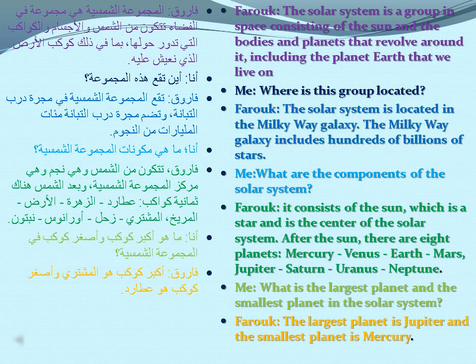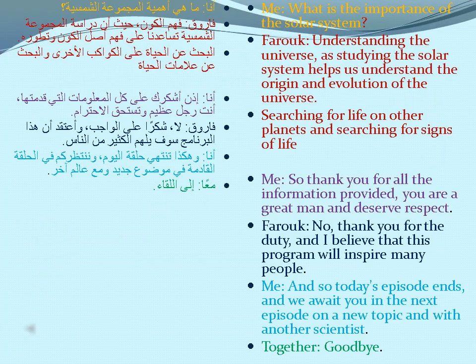What is the largest planet and the smallest planet in the solar system? Farouk: The largest planet is Jupiter and the smallest planet is Mercury. What is the importance of the solar system? Farouk: Understanding the universe, as studying the solar system helps us understand the origin and evolution of the universe. Searching for life on other planets and searching for signs of life.